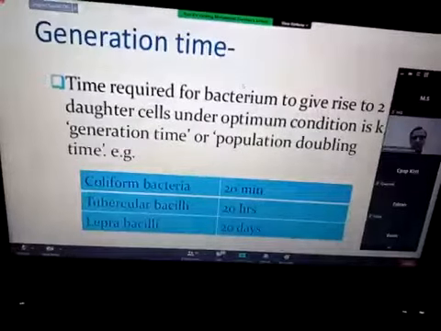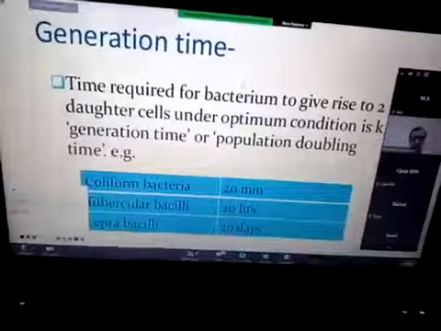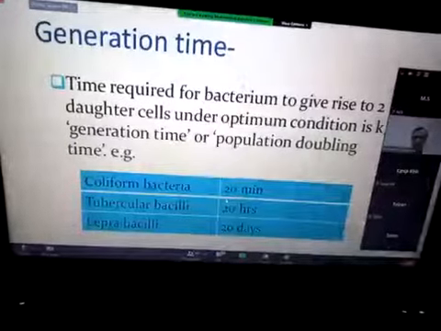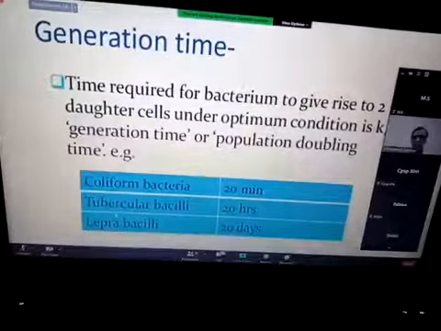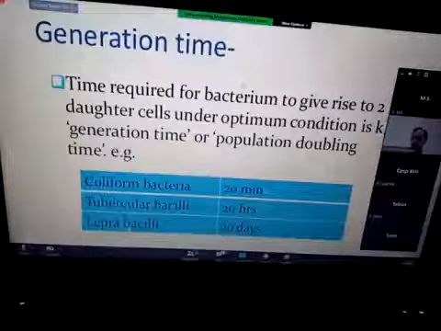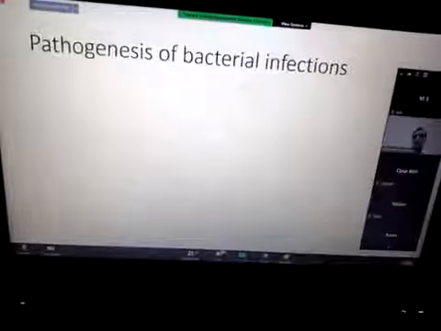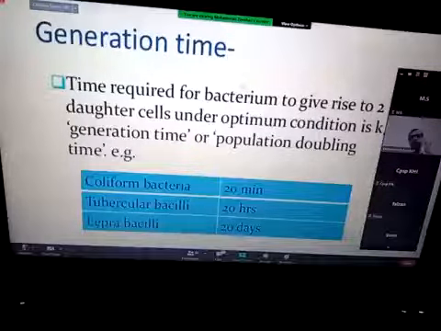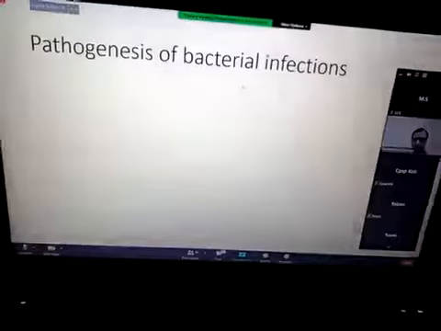As I told you, some bacteria like coliforms take 20 minutes. Tubercular bacilli take more than 20 hours, 48 hours, and the lepra bacilli take more than 20 days. That's why it's difficult to grow tubercular bacilli and lepra bacilli in the laboratory. They require more time, more enrichment and nutrition. So this is the normal physiology of the bacteria, which you have to consider and remember from your exam point of view.